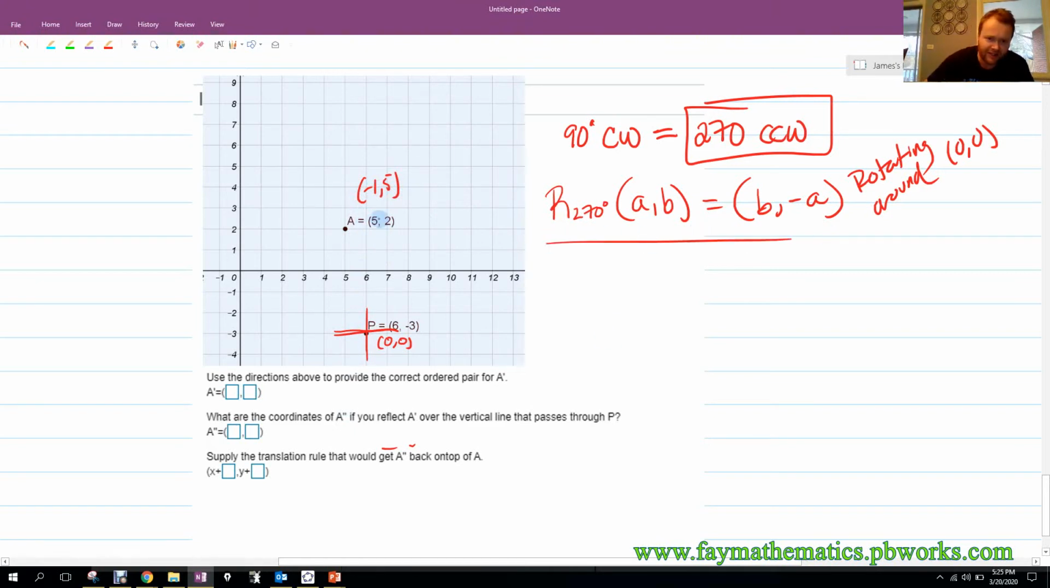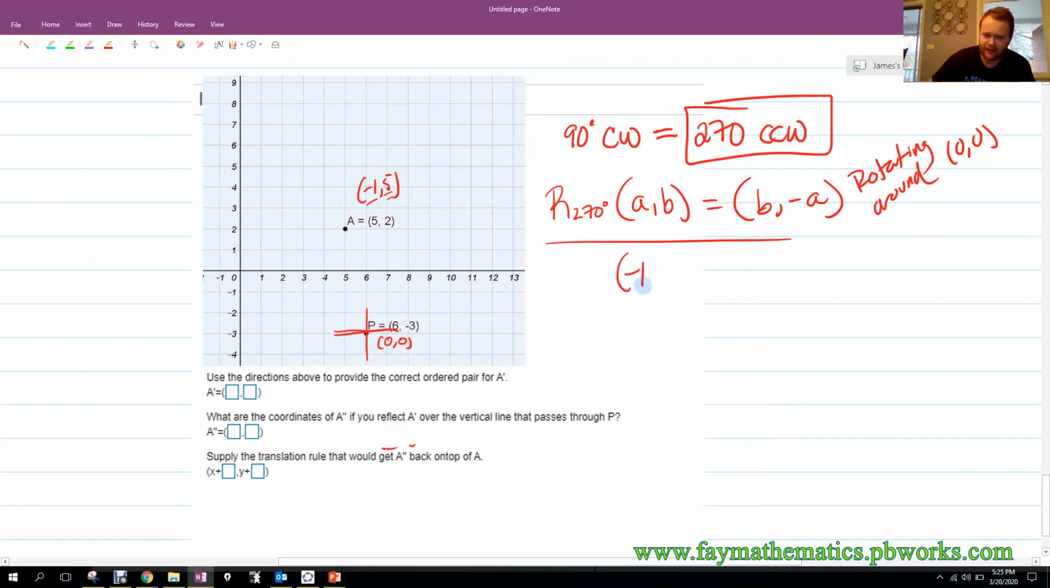Again, you could have just taken this point of A, subtracted that 6, and you get your -1. Take the 2 and subtract -3. So 2 minus -3 gives you that 5. Okay. When we're done, we're going to think about, well, we just subtracted that out. We're going to do the rule, and then we'll add that back in.